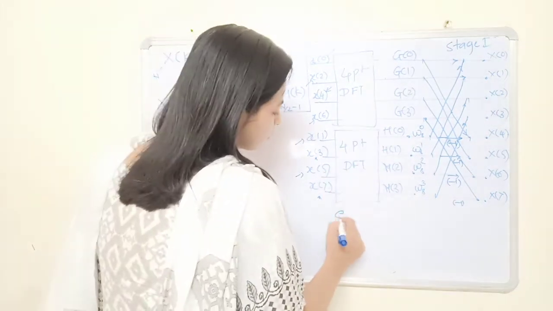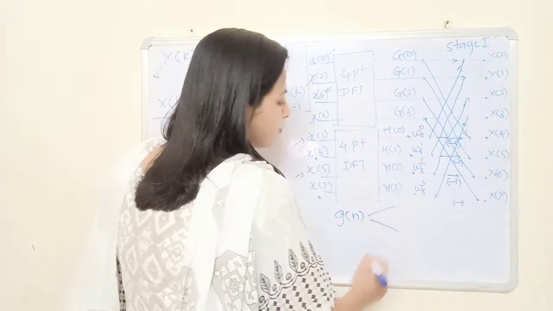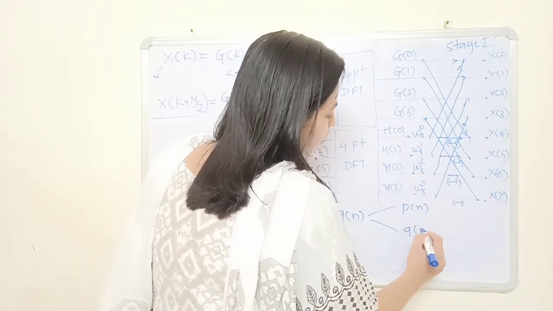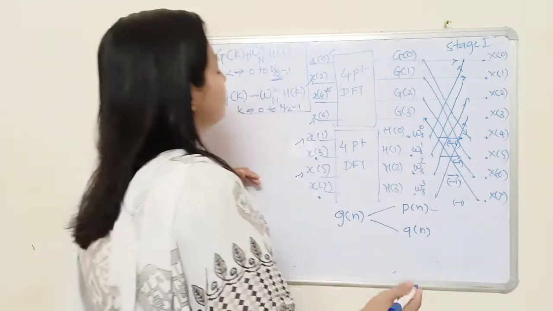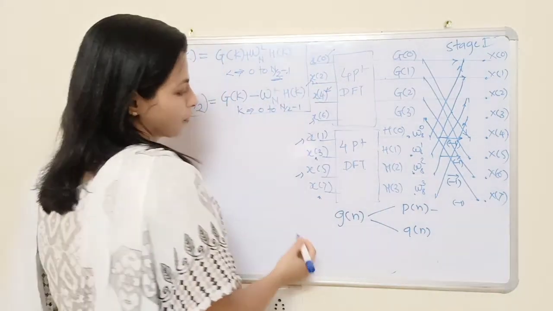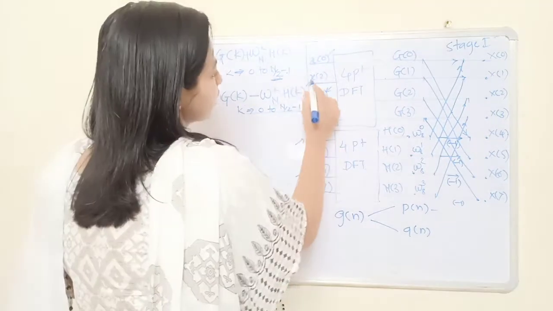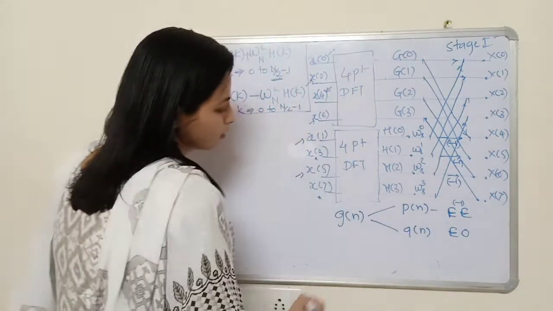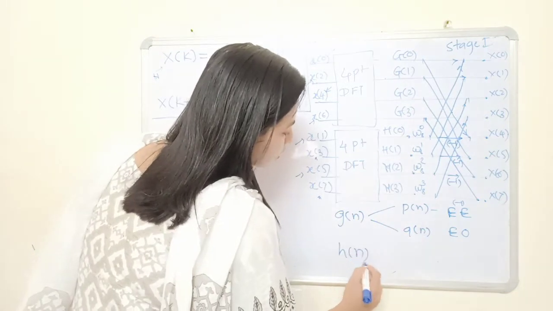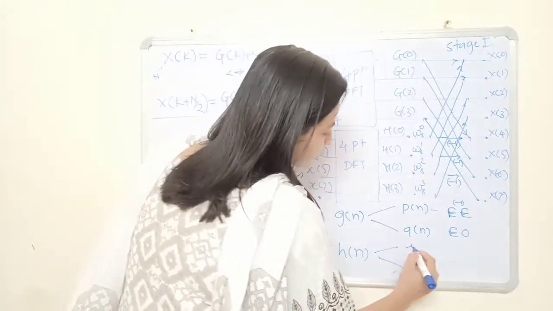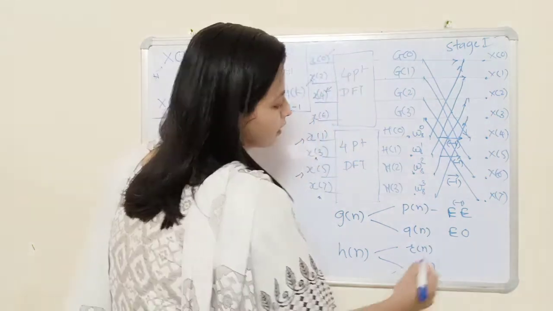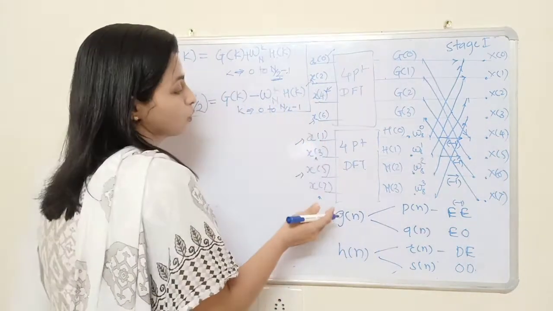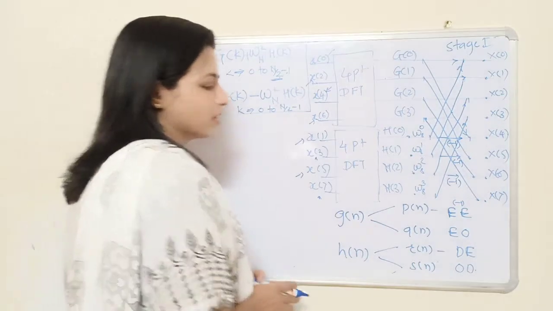So we have G of n, the even sequence. We'll make two parts of it, suppose we write P of n and Q of n. P of n will contain the samples x of 0 and x of 4, two samples. Q of n will contain these two samples, x of 2 and x of 6. And for h of n, the odd sequence, we'll again make two parts, R of n and S of n. So we are dividing the samples again, and we'll see what happens.